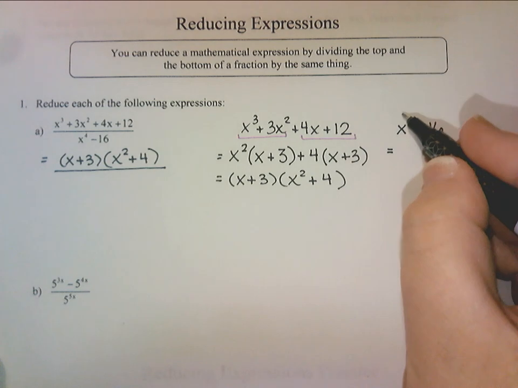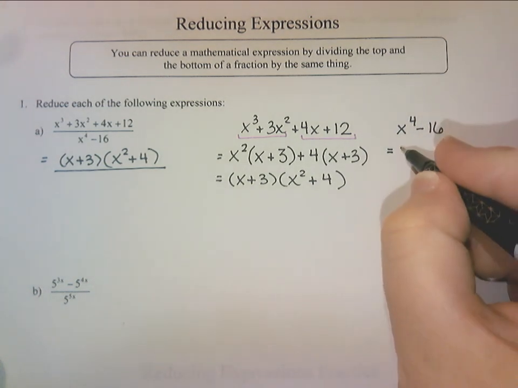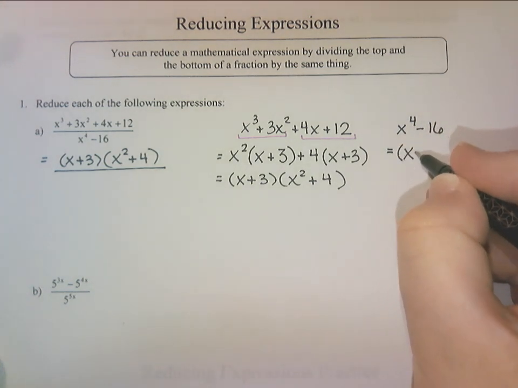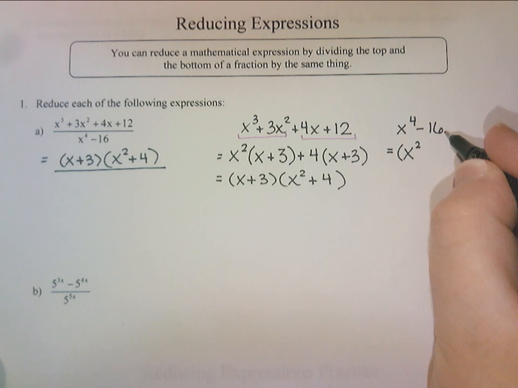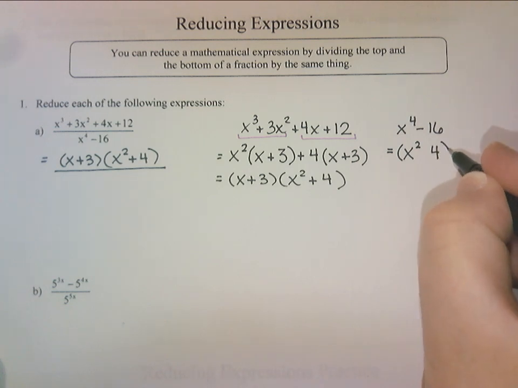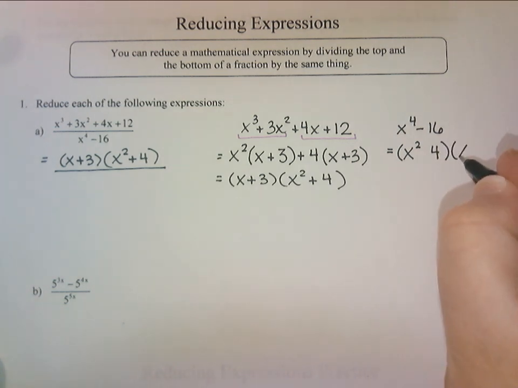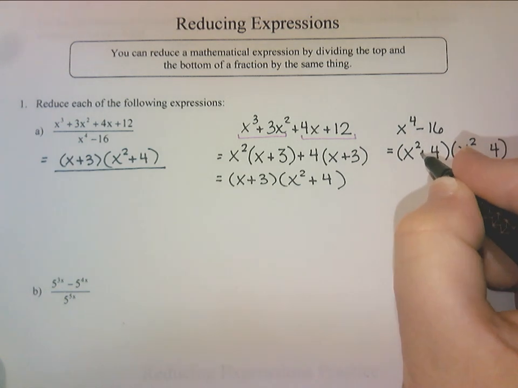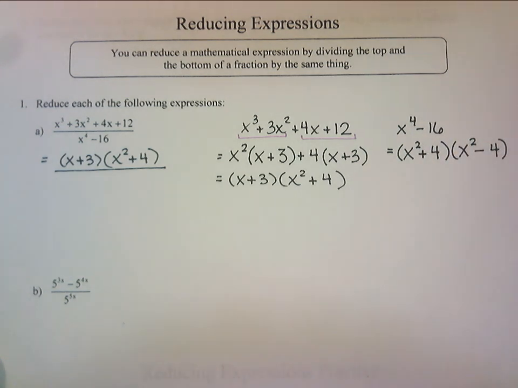We're going to square root the x to the 4. That's going to give me x squared. I'm going to square root the 16, which is 4. Now we're going to have the same bracket twice, but one is plus and one is minus.